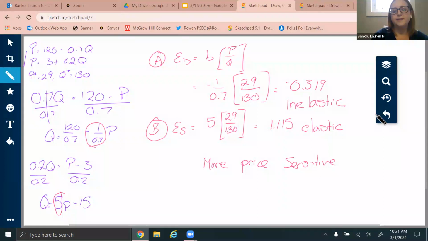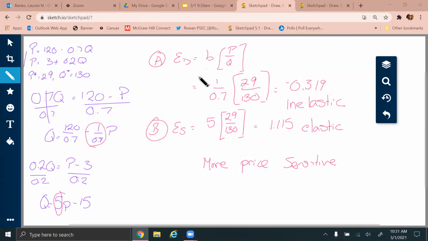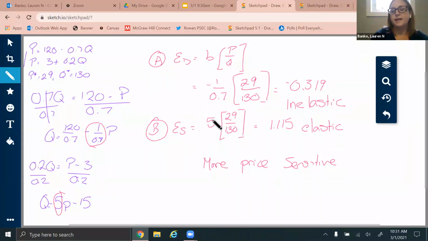About 10 more seconds if you didn't put an answer in. Who's more price sensitive? Which one's A and which one's B? A is the buyers on the demand side, and B is for sellers.